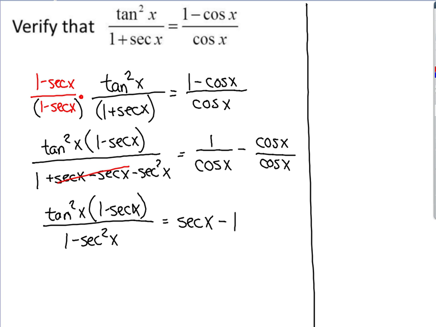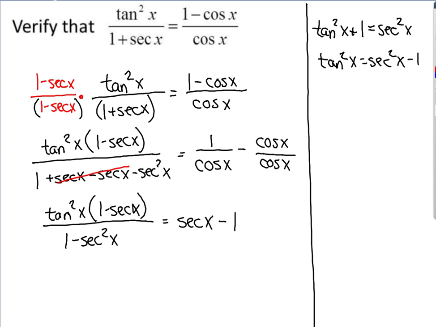Now in that denominator, I have 1 minus secant squared. That makes me think of one of my Pythagorean identities again. And we have the Pythagorean identity that says the tangent squared of x plus 1 is equal to the secant squared of x. If I take that 1 to the other side, we know that the tangent squared of x is equal to the secant squared of x minus 1.